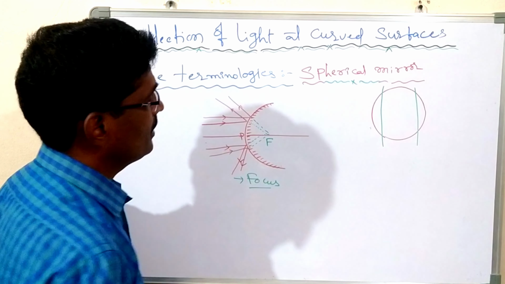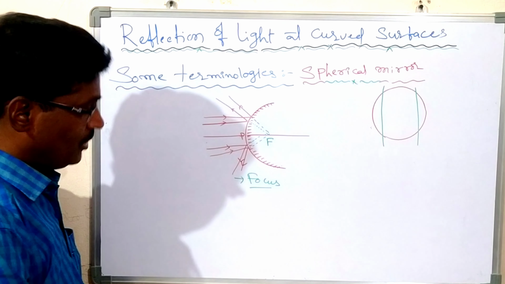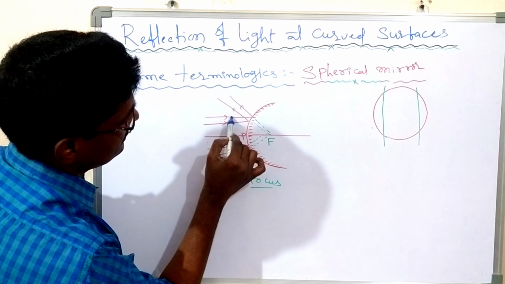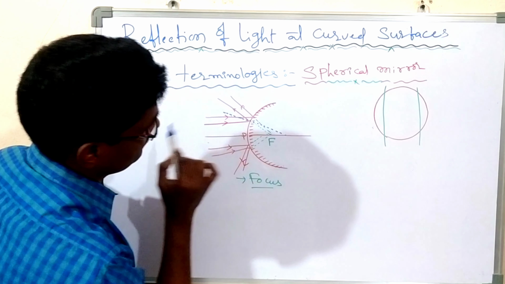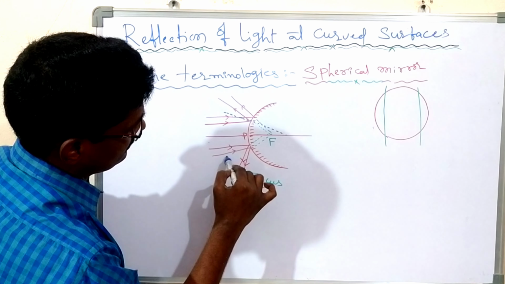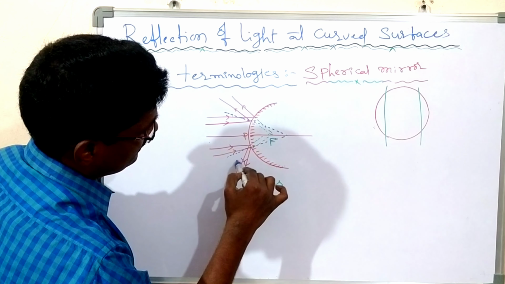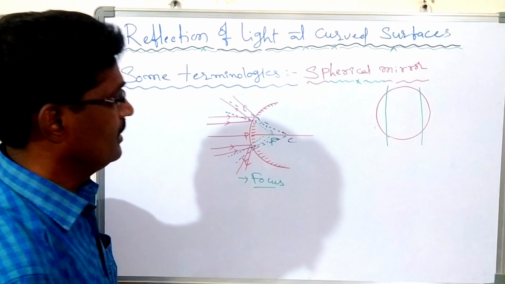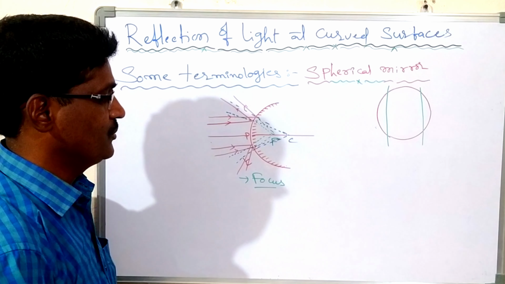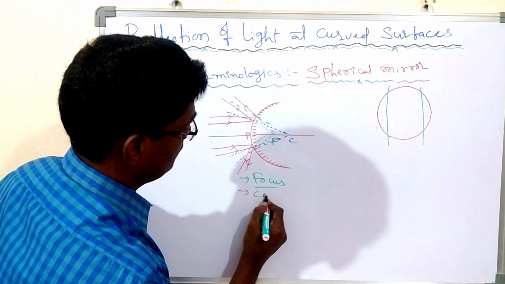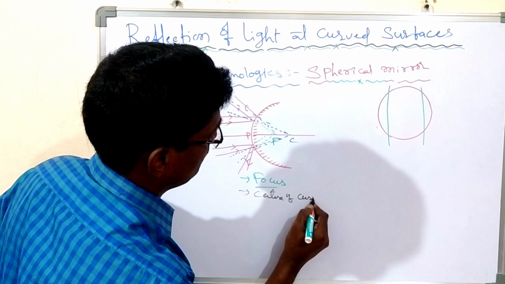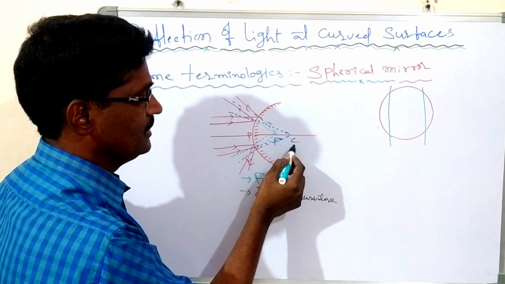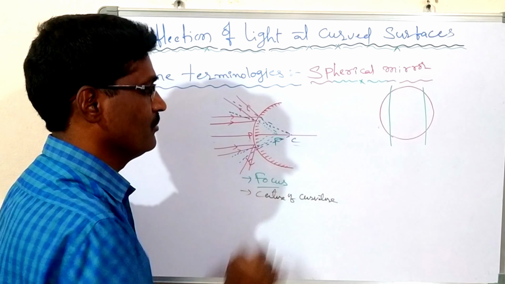Next, where can we find the center of curvature? Draw dotted lines between the incident ray and the reflected ray. This is the incident ray, this is the reflected ray. Draw one line between them. Here also draw one more line, and here draw one more line. All the lines are joined at one place, which we call the center of curvature. This is the pole, this is the principal axis, this is the center of curvature, this is the focus.